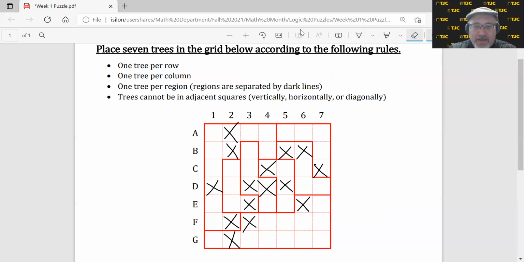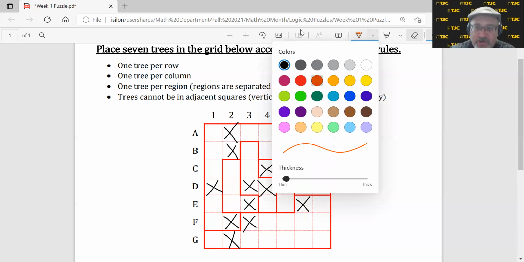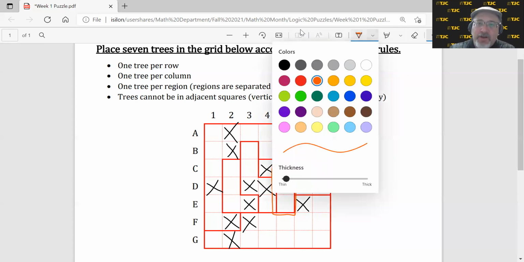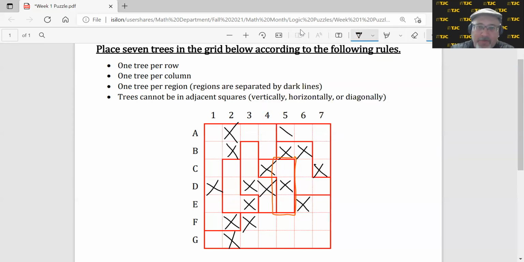And now look at this 7-shaped region right here. Notice there are only 2 empty squares left in it, and they live in the same column, which means that there must be a tree in one of those 2 squares, C5 and E5. And since they're in the same column, that means there cannot be a tree anywhere else in that column. There cannot be a tree in A5, there cannot be a tree in F5, and there cannot be a tree in G5. Okay, let's see where else we can find some hints.